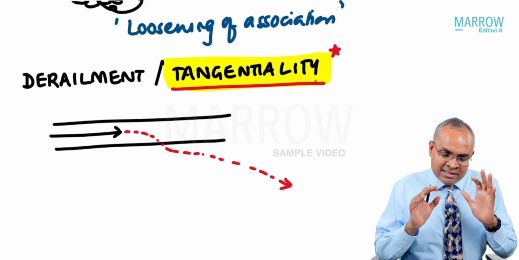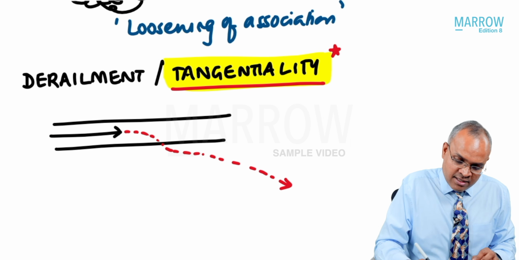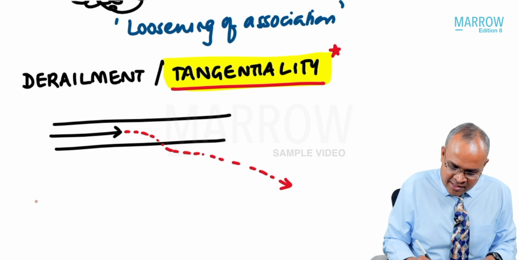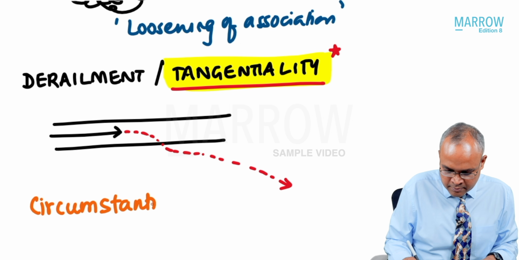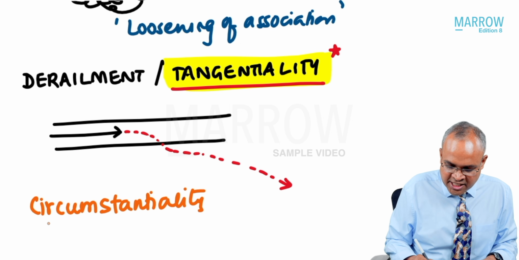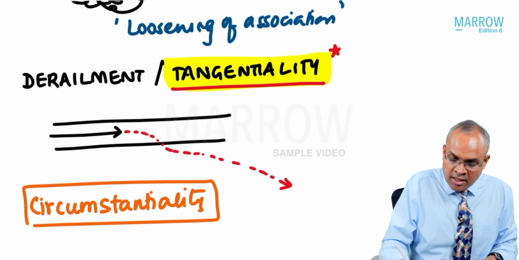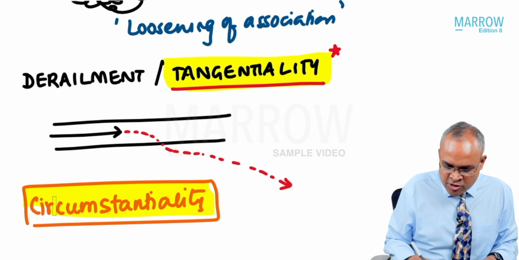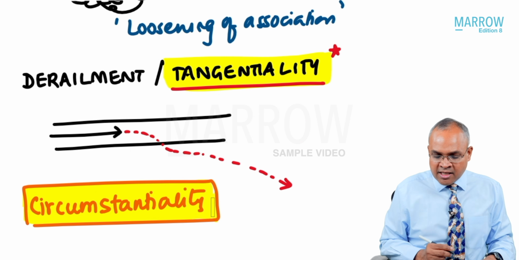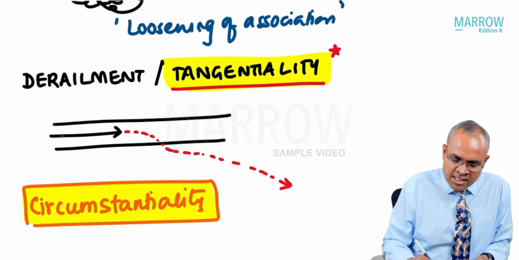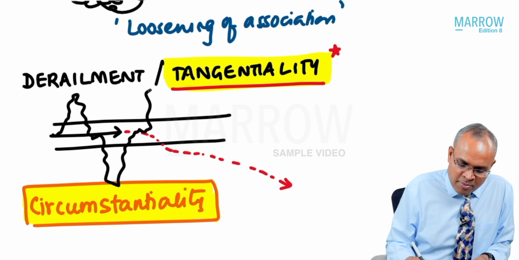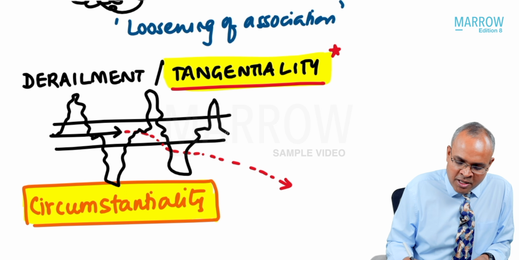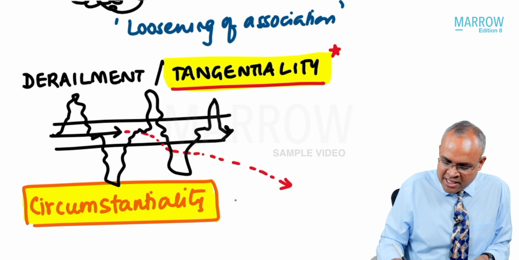That is what happens. This should not be confused with another term which is also seen in schizophrenia patients called circumstantiality. What is circumstantiality? Circumstantiality is not supposed to be confused with tangentiality. In circumstantiality, what will happen? The patients will go away from the topic but come back to the topic, go away from the topic, come back to the topic, go away from the topic, come back.